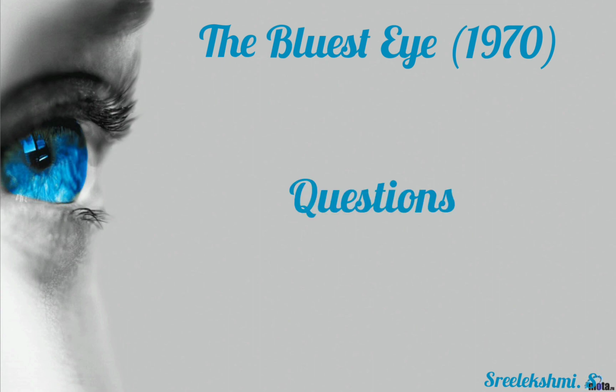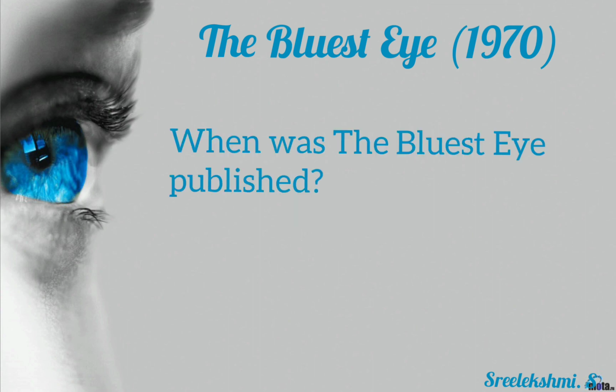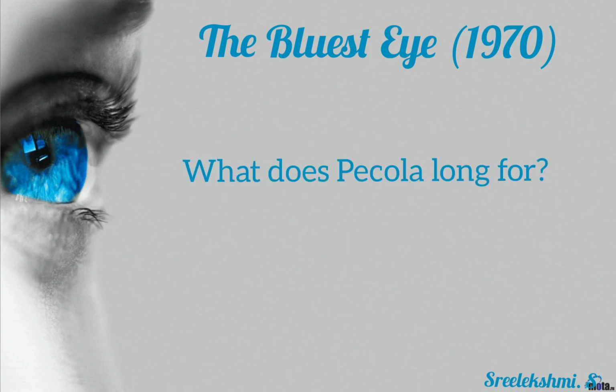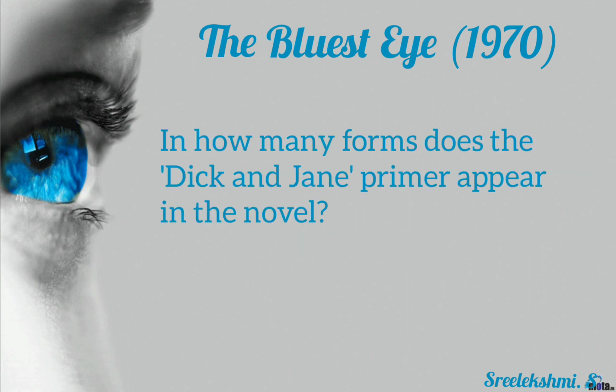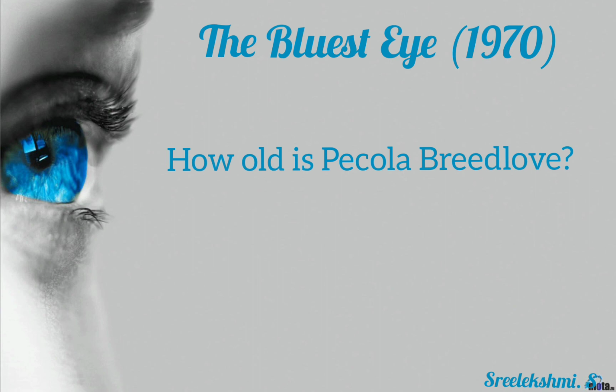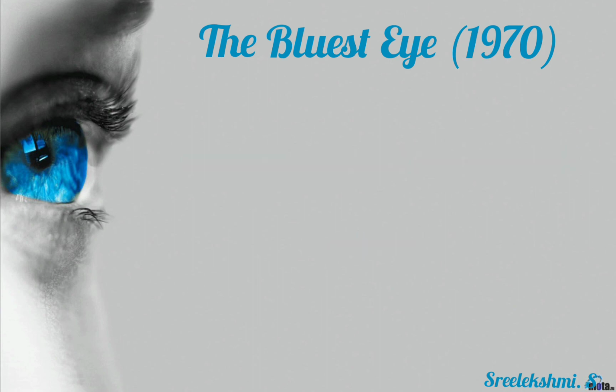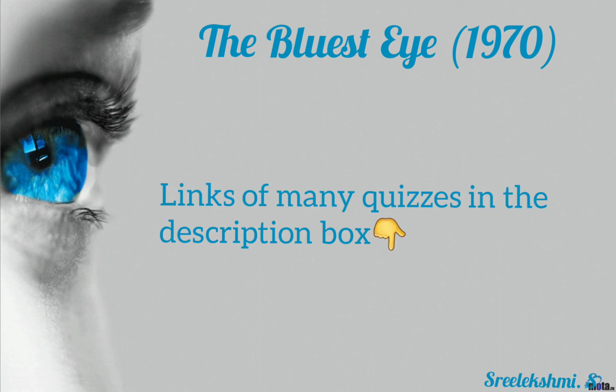Now we'll discuss some questions. When was The Bluest Eye published? 1970. What does Pecola long for? Bluest eyes. In how many forms does the Dick and Jane primer appear in the novel? 3. How old is Pecola Breedlove? 11 years. I have found many quizzes on different websites, and I'm giving the link in the description box. You can check out and try out those quizzes. You will get more questions from those quizzes.